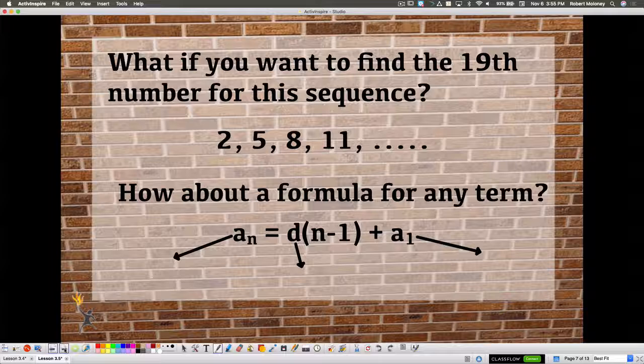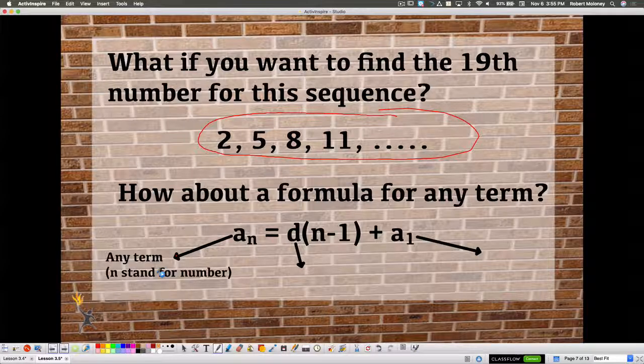Let's say we'll take a look at this one. What is the 19th term in this sequence? The formula you see is a sub n equals d times n minus 1 plus a sub 1. Now, that seems like a lot of letters and formulas, but let's demystify what these letters stand for. When we're talking about this first one, n stands for the term I'm trying to find, and n stands specifically for that number. In this case, it would be the 19th term, so it would be a of 19. That gives me that first part.